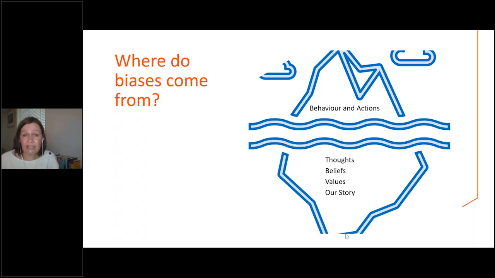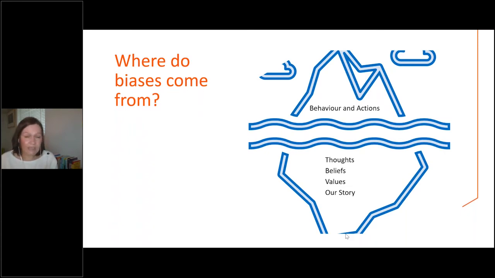The next bit is our values. Where do those values come from? What is important to you? What has been hardwired into you that you hold true and safe? And all of those things make up our story, our identity, who we think we are, who we believe we are. Now, the key to this model is everything beneath that surface will drive what we see above the surface. So all of that story, all of those thoughts, all of those beliefs, all of those values will drive what we see.